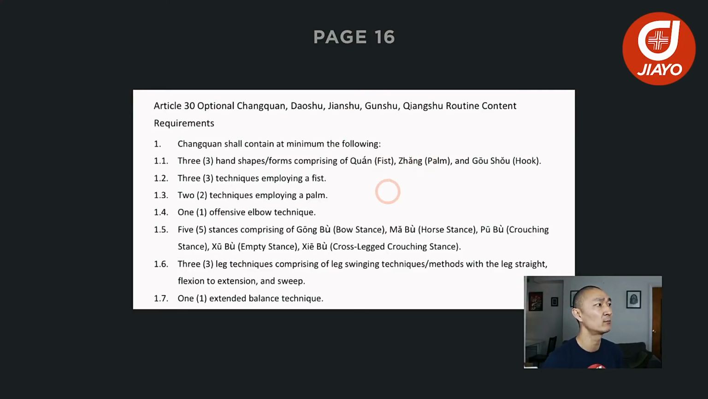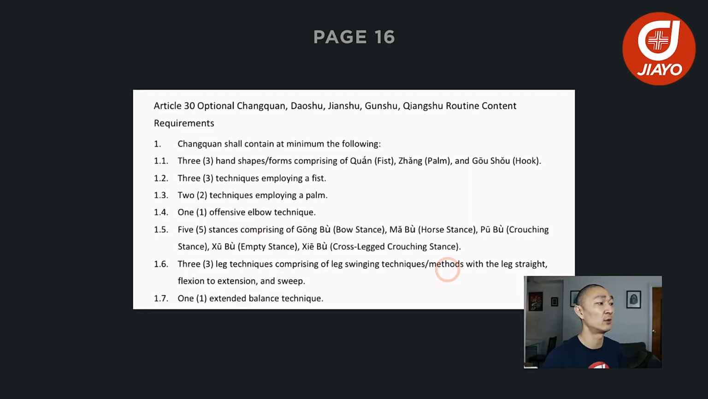And these are the required movements for Changchuan. So we have 3 hand techniques that includes fist, palm, and hook. 3 techniques employing a fist, 2 techniques employing a palm, 1 offensive elbow technique, so an elbow strike, the 5 stances comprising of gongbu, mabu, pubu, xubu, and xiebu, and 3 leg techniques comprising of leg swinging techniques and methods with the leg straight, flexion to extension, and sweep.